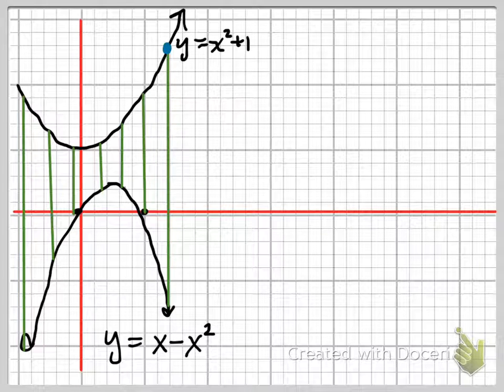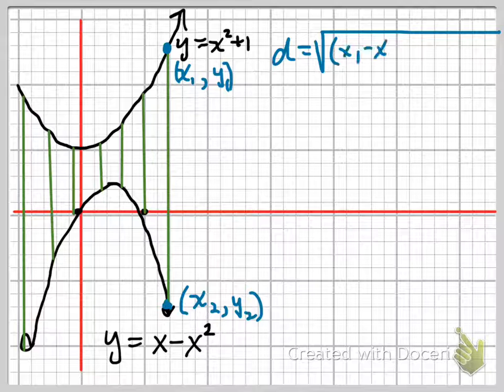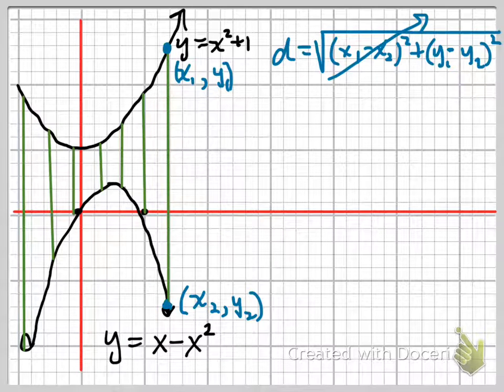Well, let's pick 2 points along this graph and calculate the distance between those 2 points. We'll call one of them x1, y1, and the other one x sub 2, y sub 2. And if we apply the distance formula, this is what you'll get. And you'll notice that the difference in your x values doesn't change. If the points are on top of each other, then there is no difference between the x values. So that's always going to be 0.